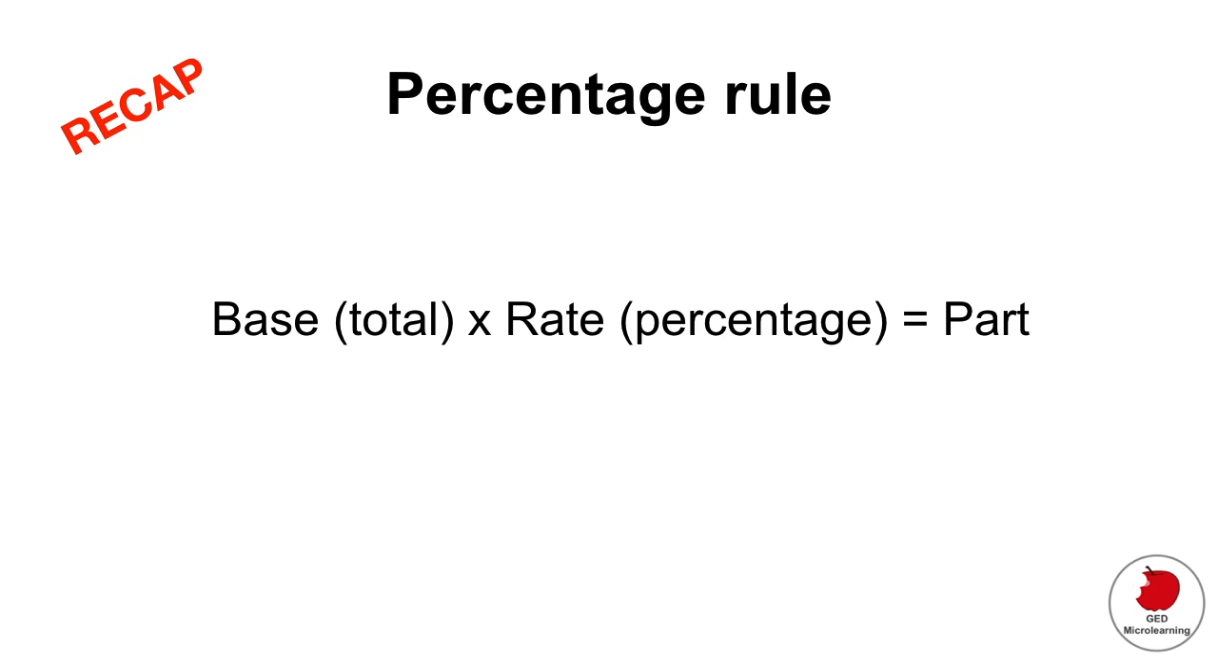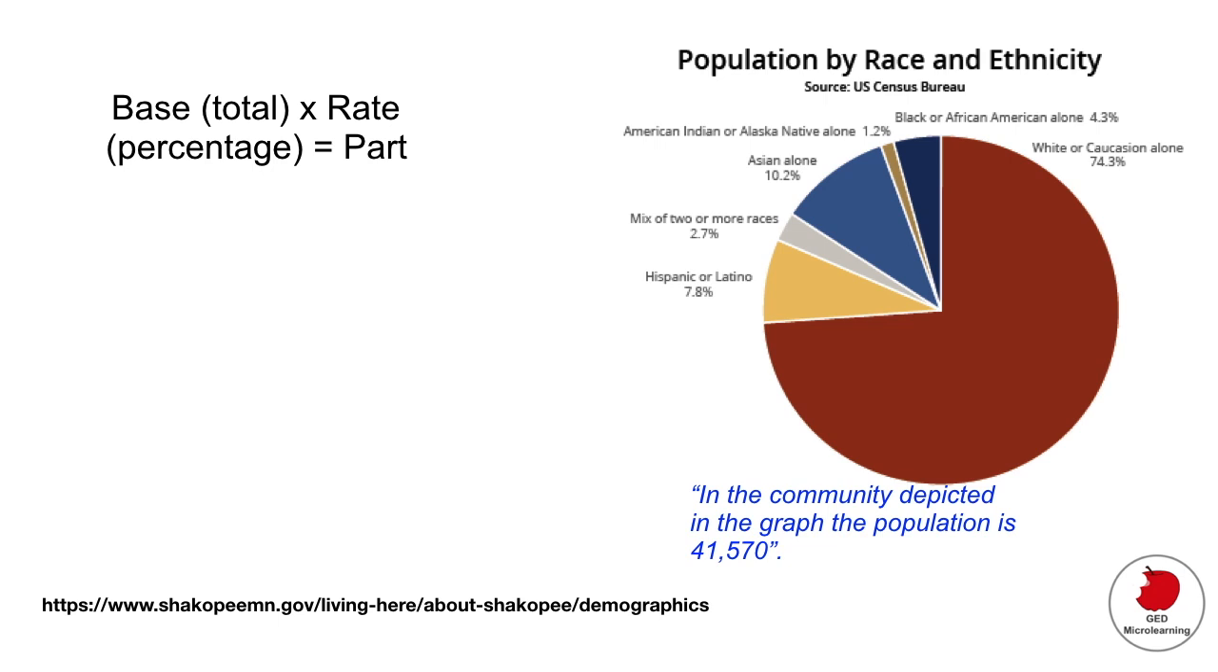By using this percentage rule that we've already come across. Okay, so in this case, they've given us the total, or the base, which is 41,570, which is there in the bottom right in blue. And they've given us also the percentage, which is 7.8, which represents the percentage of Hispanic or Latino people. And they want us to know how many people this is.